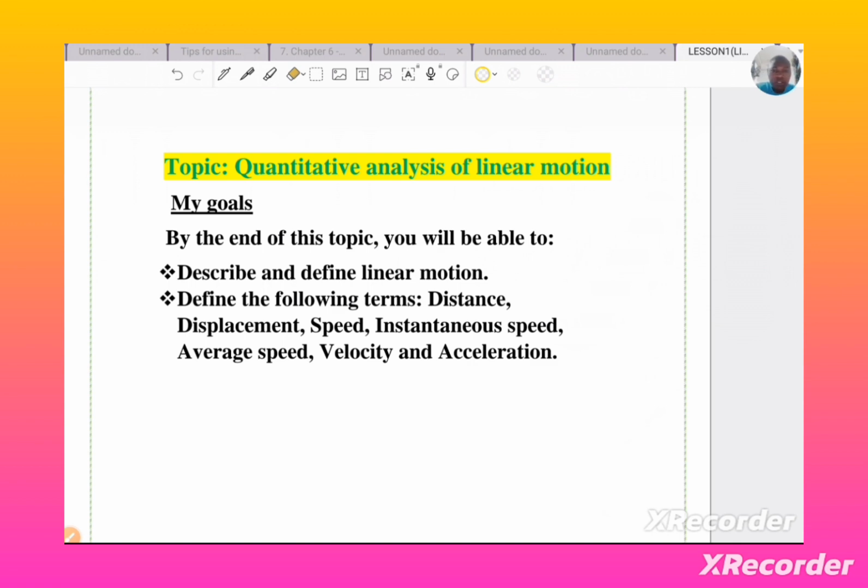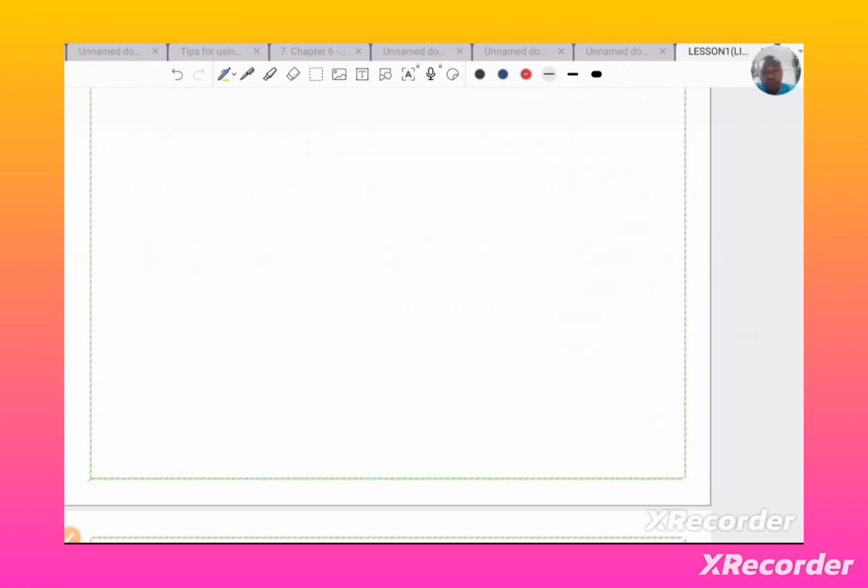Today's topic is quantitative analysis of linear motion. Goals of this lesson are to describe and define linear motion. The second one is to define terms like distance, displacement, speed, instantaneous speed, average speed, velocity, and acceleration. Without delaying, let's move on.